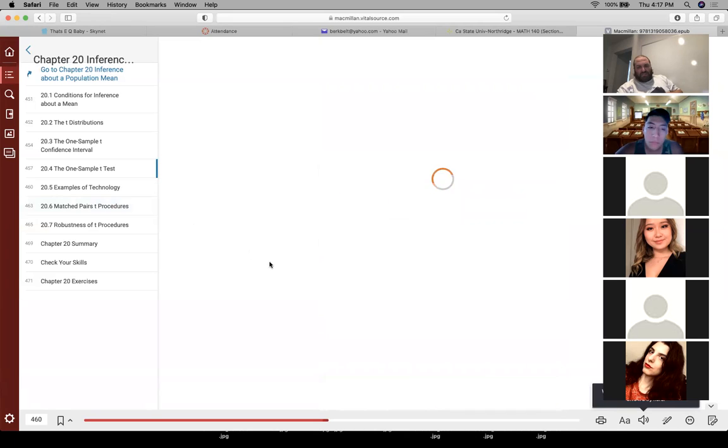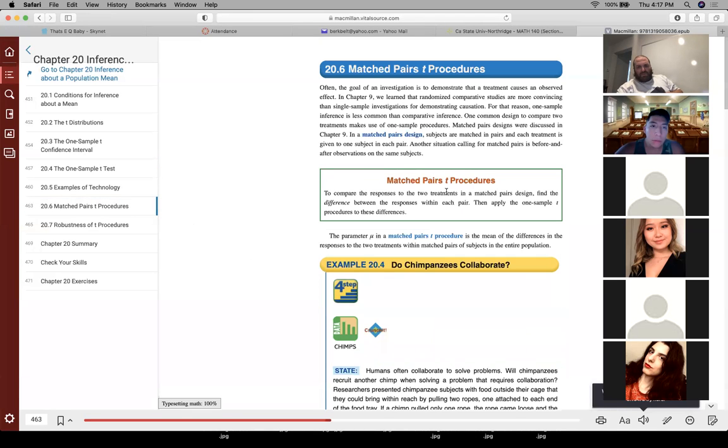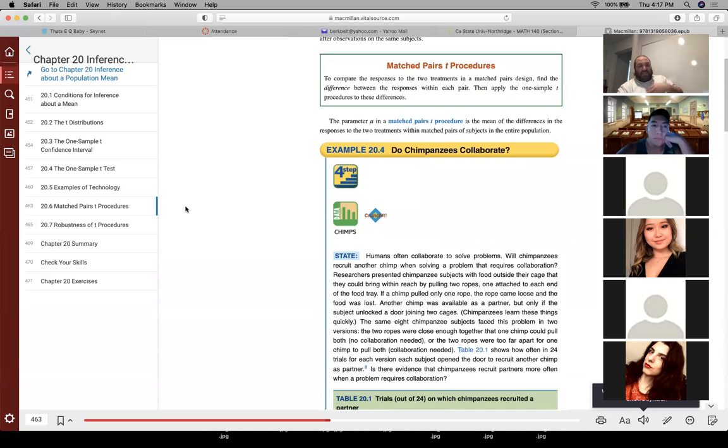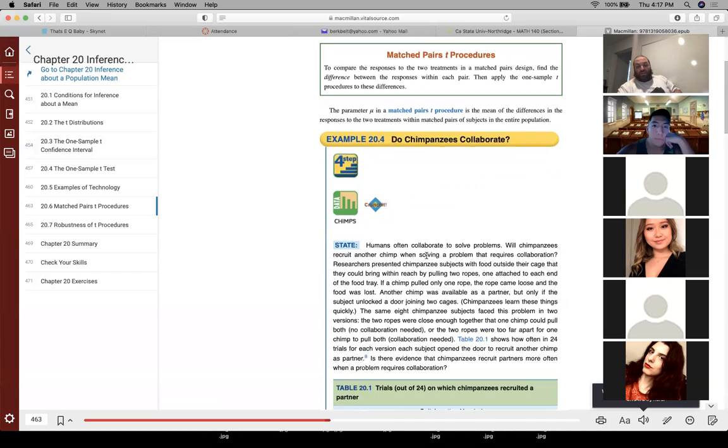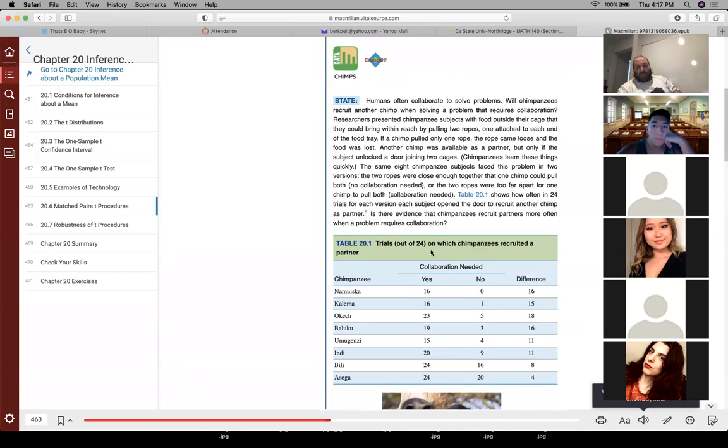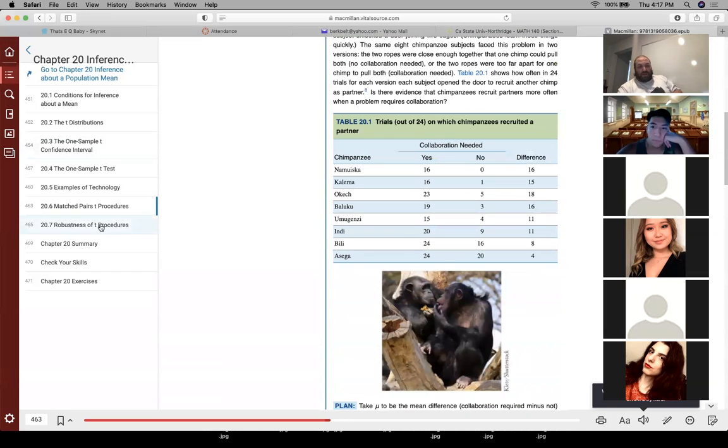Matched pairs t-test. And this is when you have a before and after, left hand, right hand. You have some kind of connection between your two samples. So rather than looking at it as two samples, which we haven't technically learned yet, we talk about the difference between the first and the second and use that, and then it goes back to the regular one sample t-test. And I remember doing this example about the chimpanzees.